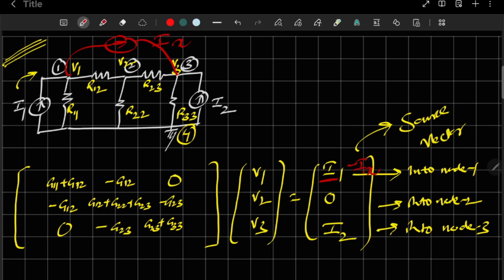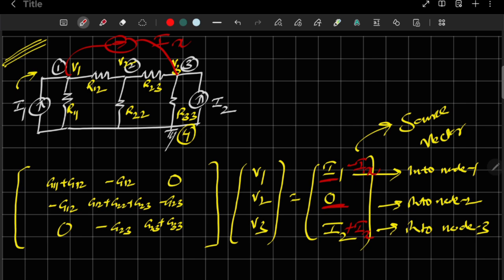So like this we have to take. And no current source is connected to node 2, so this 0 is correct only. Now at node 3, Ix is injected, and I2 is also injected. I2 is already placed. Ix is injected, so I have to take here plus Ix. Now this is the modification we will get.